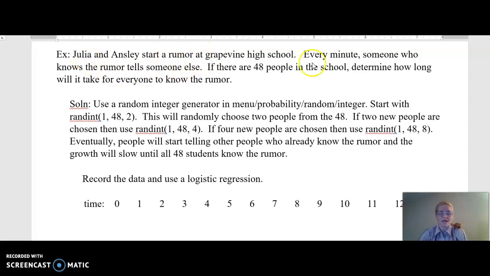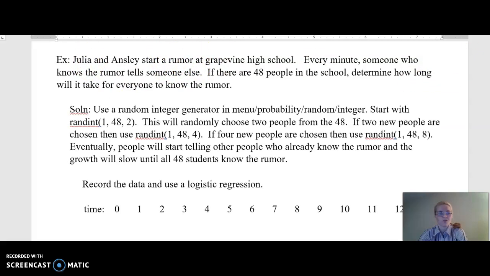So Julia, who we are going to call for fun classmate number 1, and Ansley, who we're going to call classmate number 2, start a rumor at Grapevine High School. Every minute, someone who knows the rumor tells someone else. So if there are 48 people in the school, determine how long it will take for everyone to know the rumor. So to simulate this, we're going to use the random integer generator in our calculator.